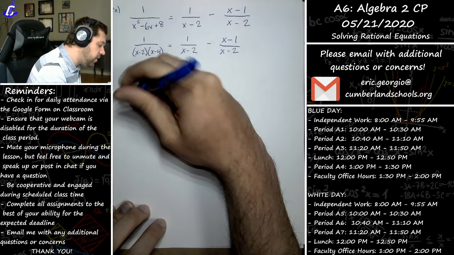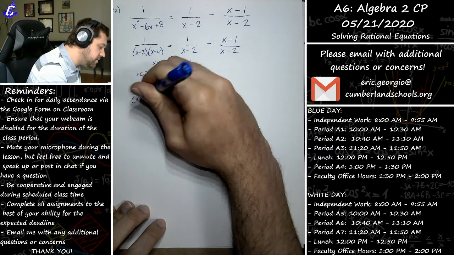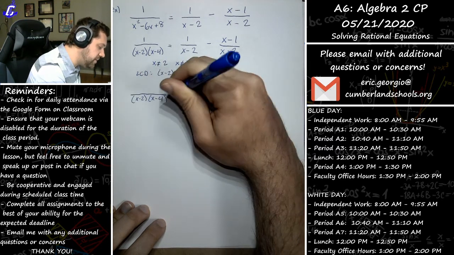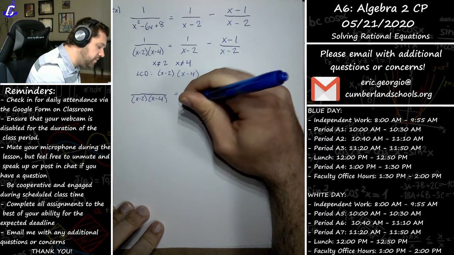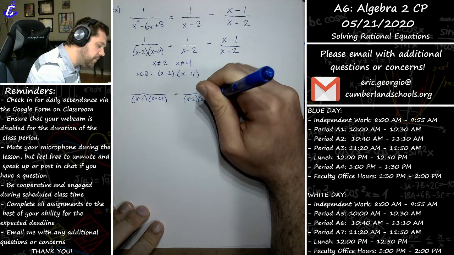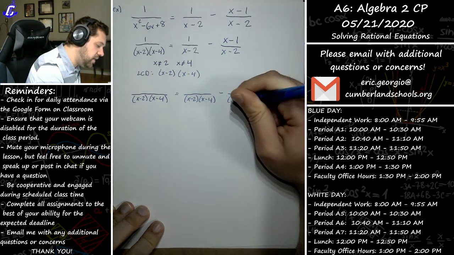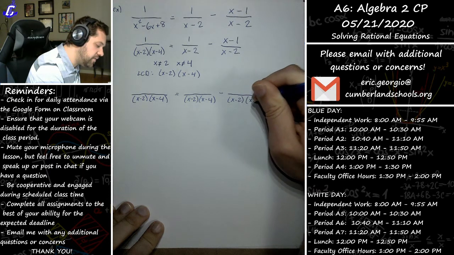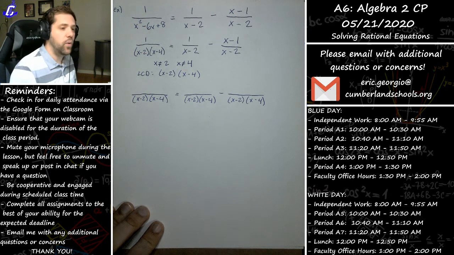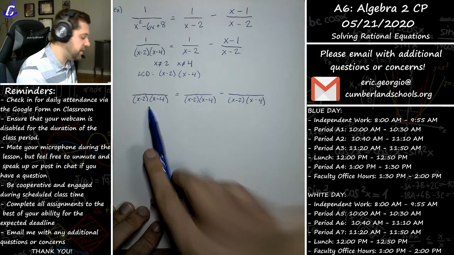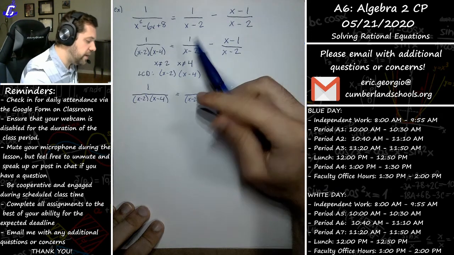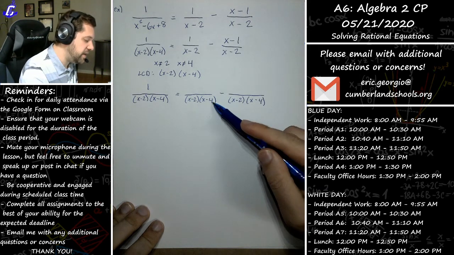Now I'd like to convert all of those denominators to match that x minus 2 times x minus 4. x minus 2 times x minus 4. I would love for this to match as well. x minus 2 times x minus 4. What do I need to multiply this by in order to make this? Nothing. What do I need to multiply this by in order to get this? We need an x minus 4.